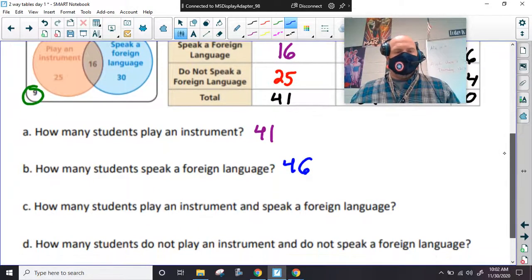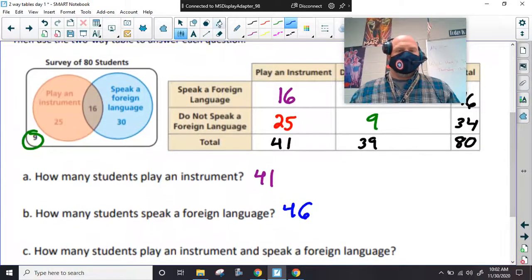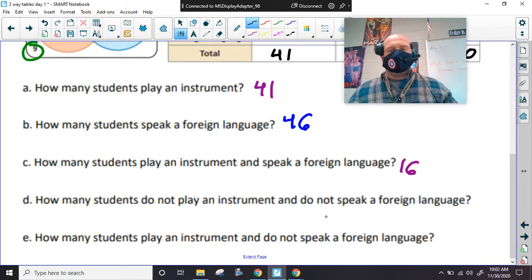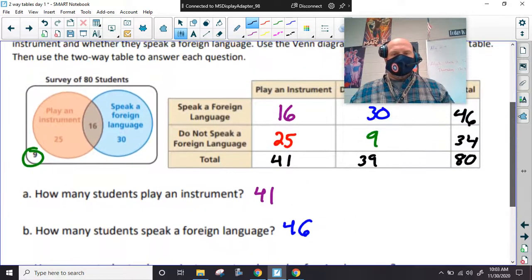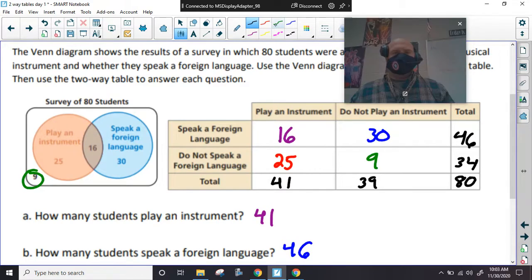How many students play an instrument and speak a foreign language? Well, that was the overlap that we had earlier, and that's that 16. And then how many students do not play an instrument and do not speak a foreign language? Well, that would have been our 9. And they play an instrument, but they don't speak a foreign language. Play instrument, that would have been our 25 right here.